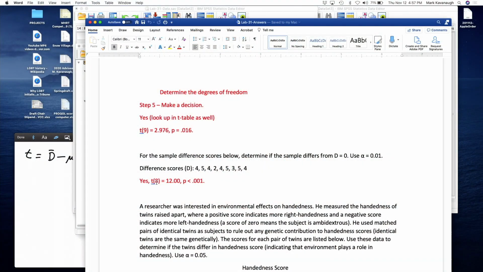So we look back here and I say, yes, there is a difference between whatever it is consistently across those scores. Yes, there's a difference. T with 8 degrees of freedom is 12, and p is less than 0.001.